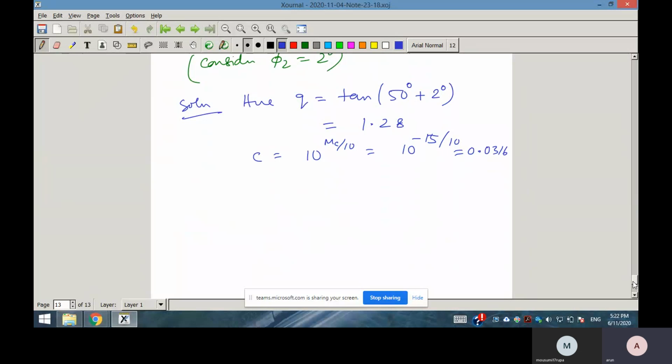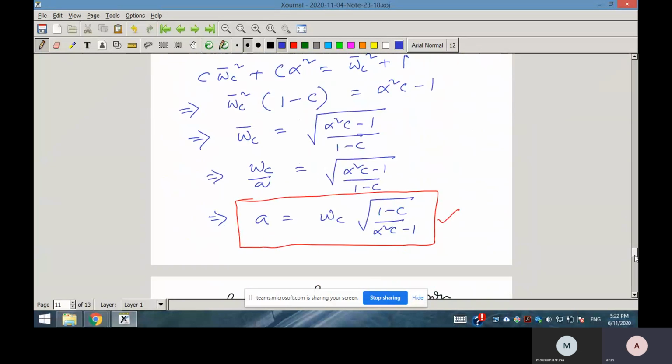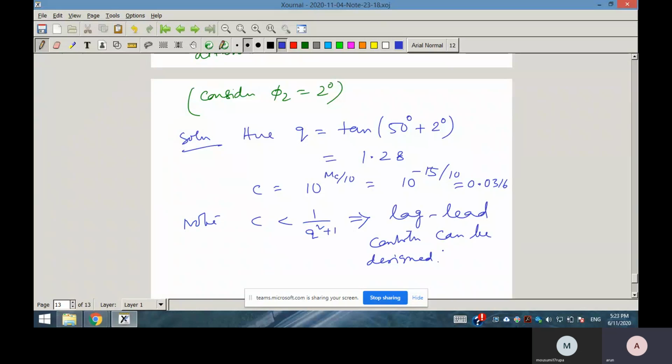Now you can easily verify that your C is less than 1 by q square plus 1. You can easily check, it is satisfying. So this implies what? Lag lead controller can be designed.